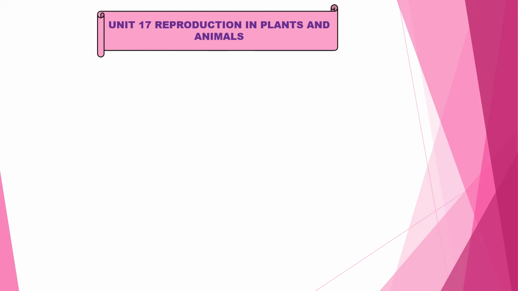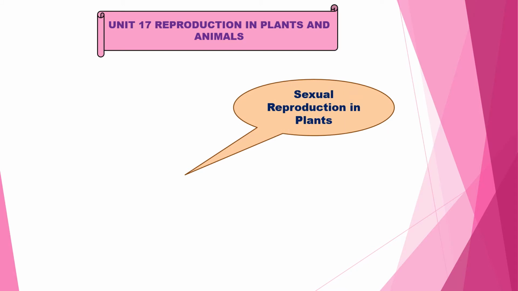Good morning, students. Today we are going to see Unit 17, Reproduction in Plants and Animals. Last video we saw, in the same unit, vegetative reproduction, vegetative propagation and asexual reproduction. In this video we are going to see sexual reproduction.